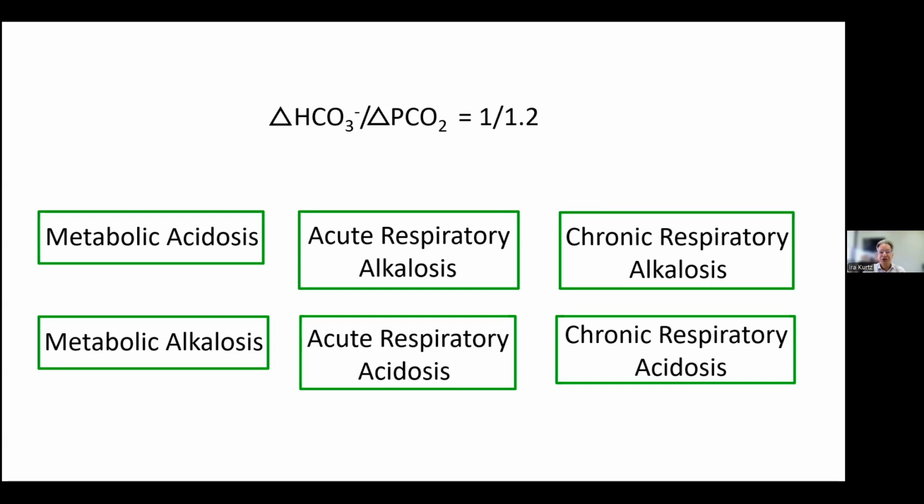So the question is, you have a patient now with a change in bicarbonate to change in PCO2 of 1 to 1.2, or it could be 10 to 12. This is just the ratio of the 2 numbers. The 2 numbers could be anything. So which of the acid-base disorders has this ratio? Does anyone want to unmute and tell me which of the 6 has this? Metabolic acidosis? Yes, correct.